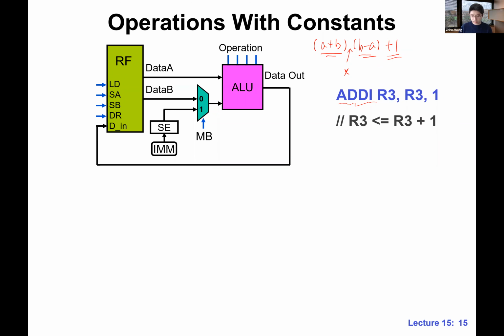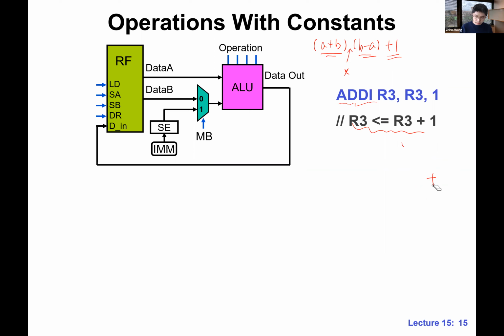Anyone? Any guesses? Why does this kind of pattern show up a lot in your software programs? Not adding a value from a register. Yes, we are not adding a value from a register here. We are adding a constant increment. Very good. You probably have seen this, right? When we increment the loop counter, we do this a lot, or i++. So that's why we actually want to provide a special instruction to support this kind of operation.